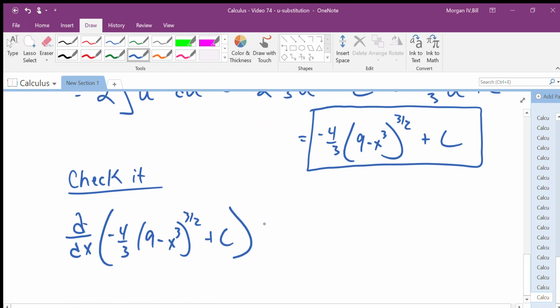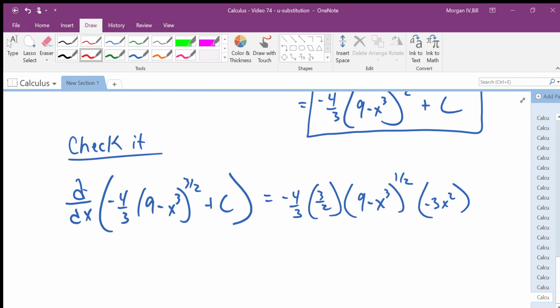For the derivative, I'll take the power rule here. I'll bring the 3/2 down, so that's negative 4/3 times 3/2, times 9 minus x cubed, subtracting 1 from the exponent would be 1/2. And then the chain rule says I need to multiply that by the derivative of the inside, the derivative of 9 minus x cubed, which is negative 3x squared.